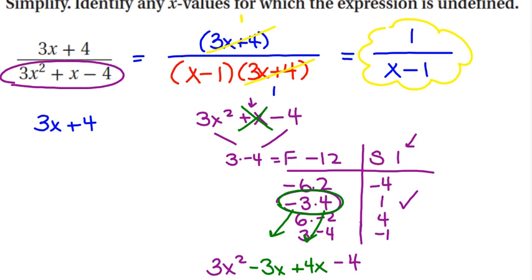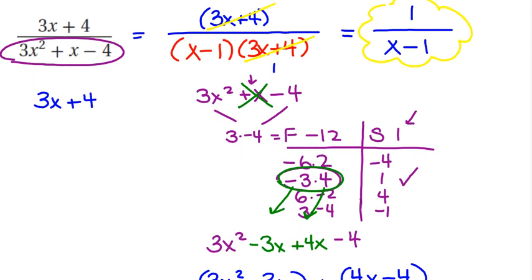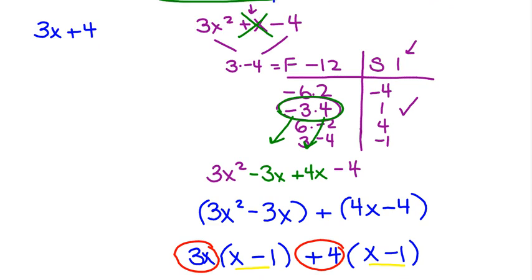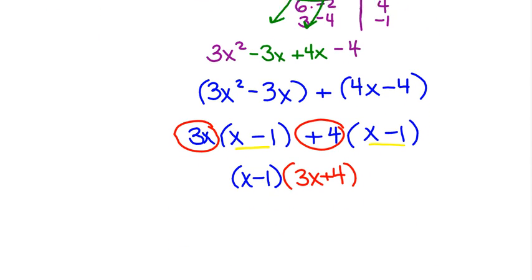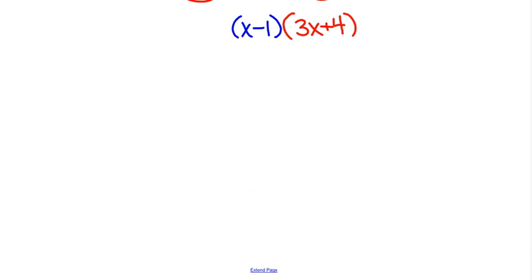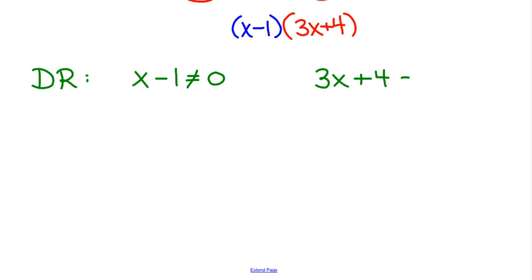Now, we do need to identify the domain restrictions. So for the domain, we have to look right here at these two pieces. So I'm going to head down here and do a little bit of work. So the domain restrictions: x minus 1, we do not want it to equal 0. 3x plus 4, we do not want that to equal 0. Because if there's a 0 in the denominator, it makes it undefined.